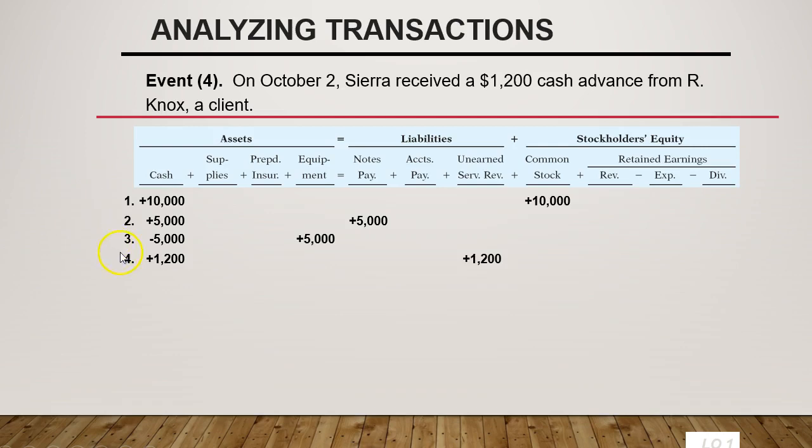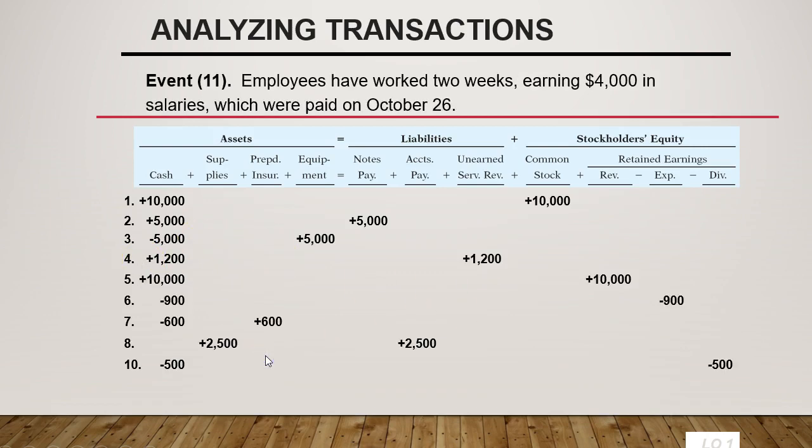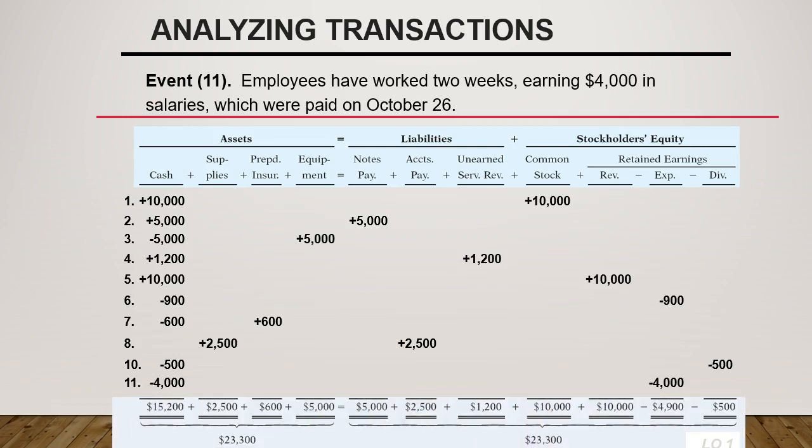But again, notice that for every transaction, there are at least two accounts involved. And once you record each transaction, the accounting equation must be in balance. Now, there are some other transactions in the textbook and the PowerPoint presentation. I did not go through all of those. You can go through those transactions. But once you record all of your transactions, you'll get a total for each of your accounts. Total for cash, total for supplies, prepaid insurance, etc.